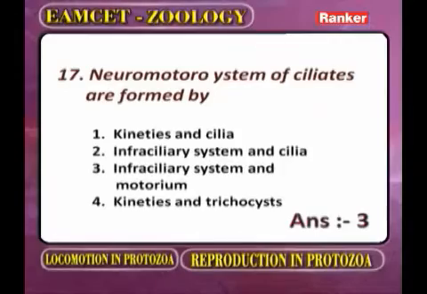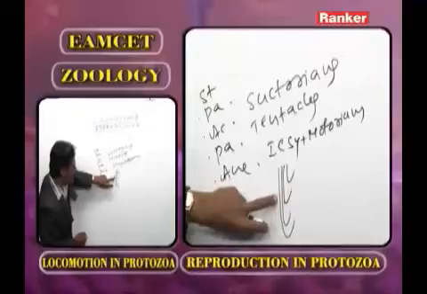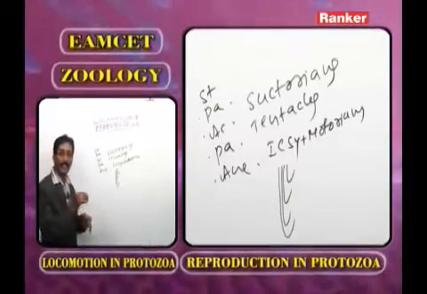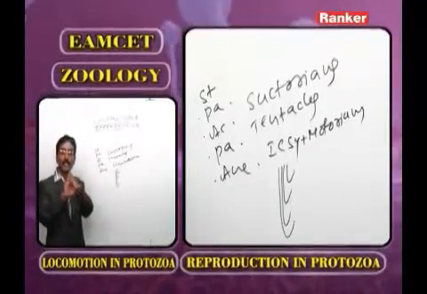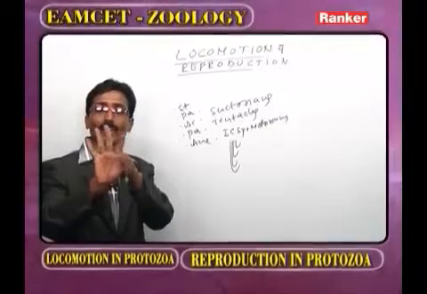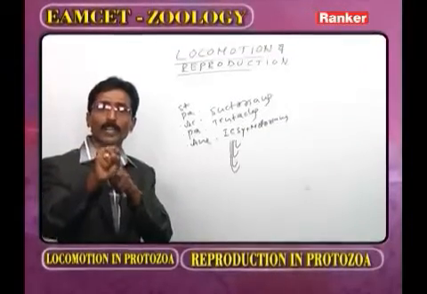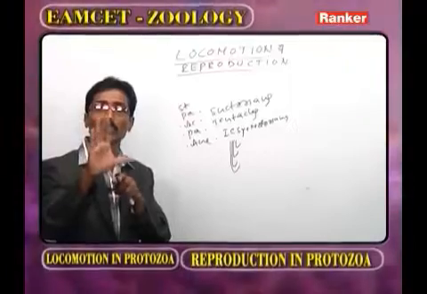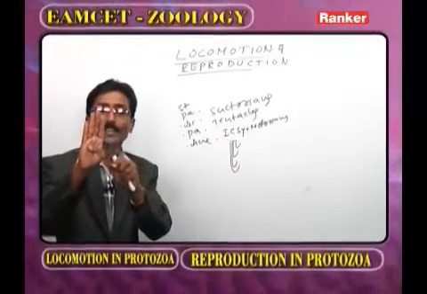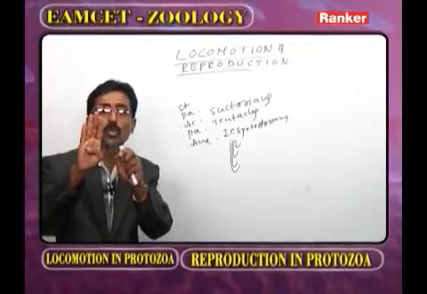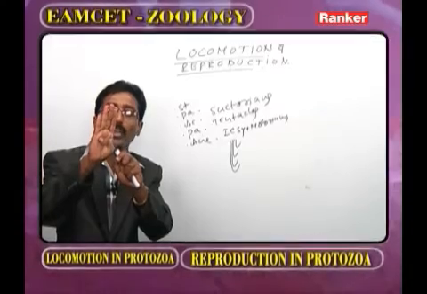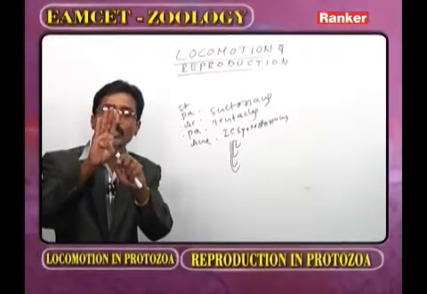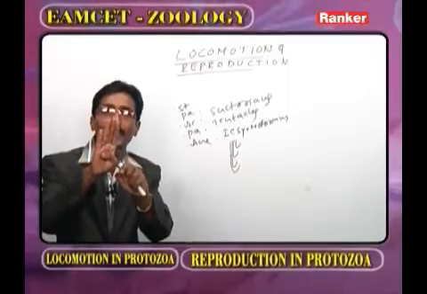The neuromotor system of ciliates is formed by a longitudinal row of kinetosomes connected by kinetodesmata, kinetodesmal fibrils. That we call a kinety. This is one kinety, another kinety, another kinety. Innumerable kinetes are present. All kinetes unite to form the infraciliary system. The infraciliary system is attached to the motorium, which is present near the cytopharynx. Infraciliary system plus motorium we call the neuromotor system. This neuromotor system first developed in the ciliates.